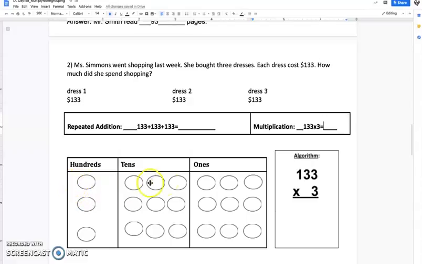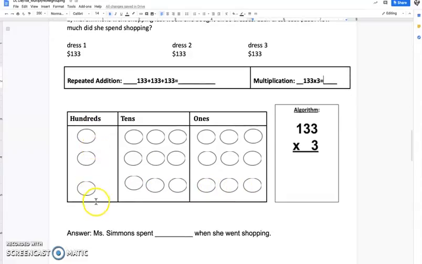We have one dress, which is represented as 133. Dress number 2, which is represented as 133. And dress number 3, which is represented as 133. If we counted them all together in their own spaces, for this one we would have 300. For tens we would have, let's count them up, 1 2 3 4 5 6 7 8 9, we would have 90. And for ones we would have 9.